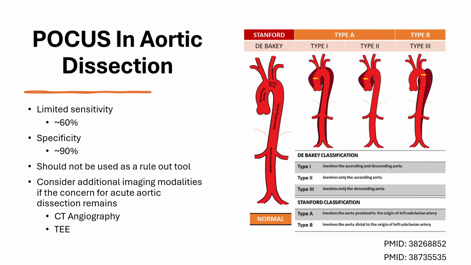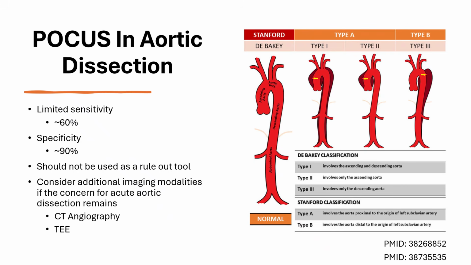All right. Finally, let's discuss point-of-care ultrasound in aortic dissection. Surface echo has somewhat limited sensitivity of approximately 60%, but much higher specificity of about 90%. Again, because of that, it should not be used as a rule-out tool, but rather a good starting measurement, given its non-invasive nature. Consider additional imaging modalities if the concern for acute aortic dissection remains after a non-conclusive point-of-care ultrasound exam. Some additional imaging tests which are available include CT angiography and TEE, or transesophageal echocardiography.